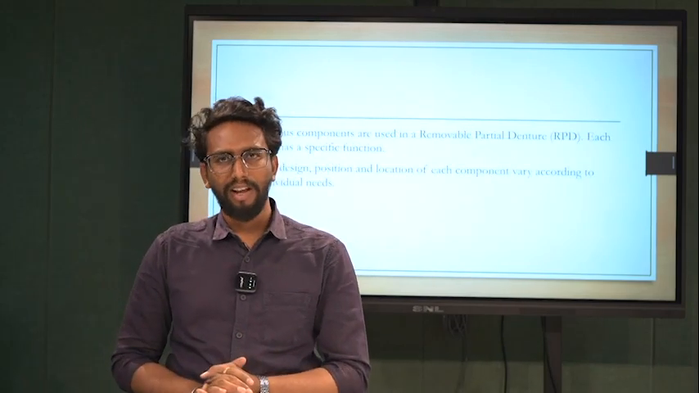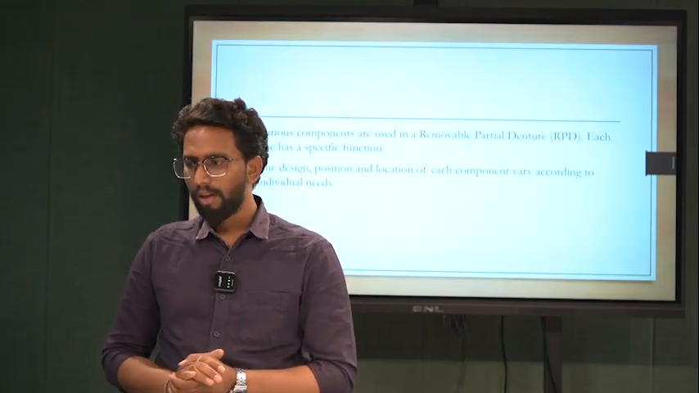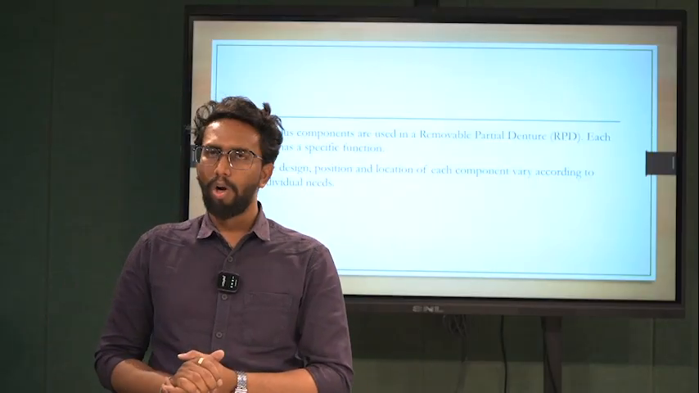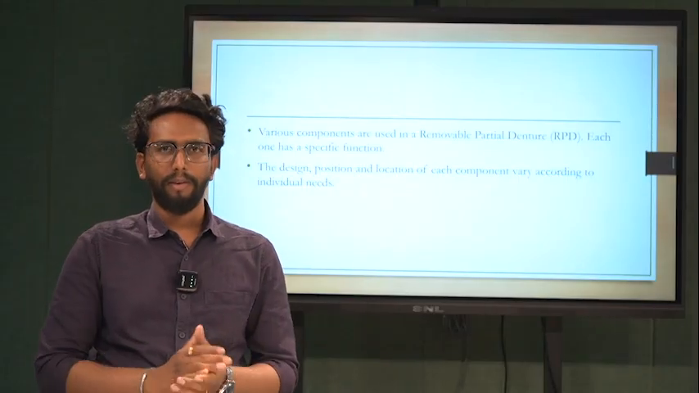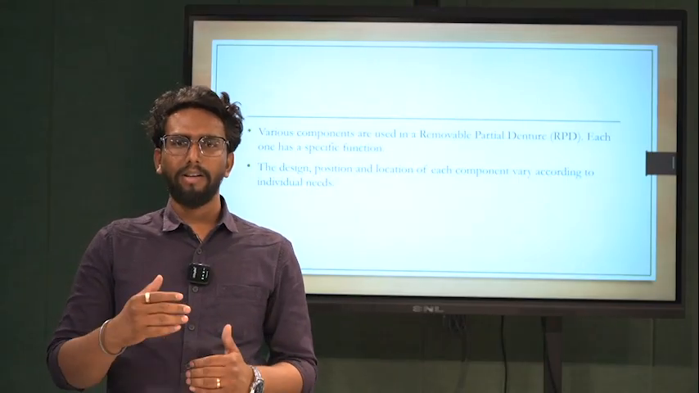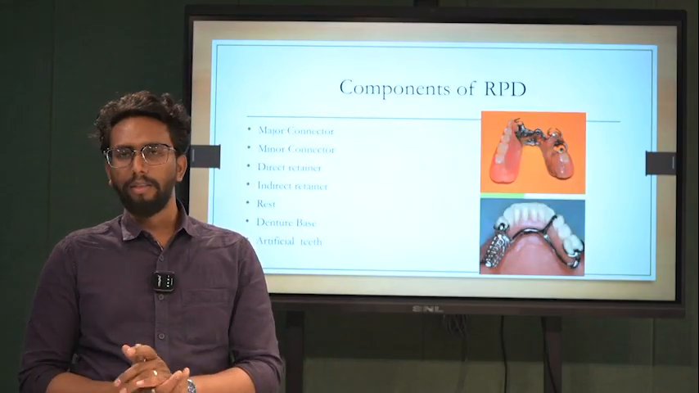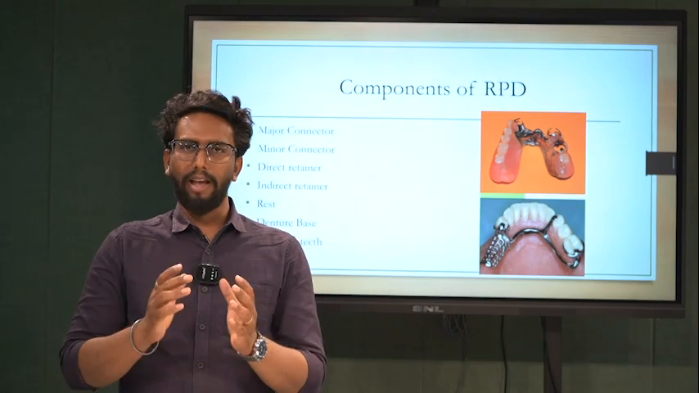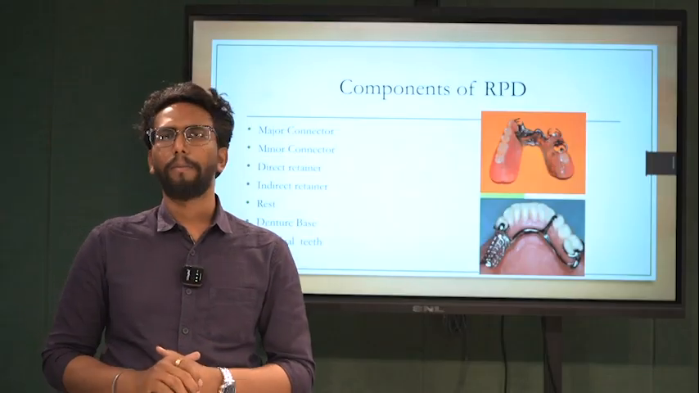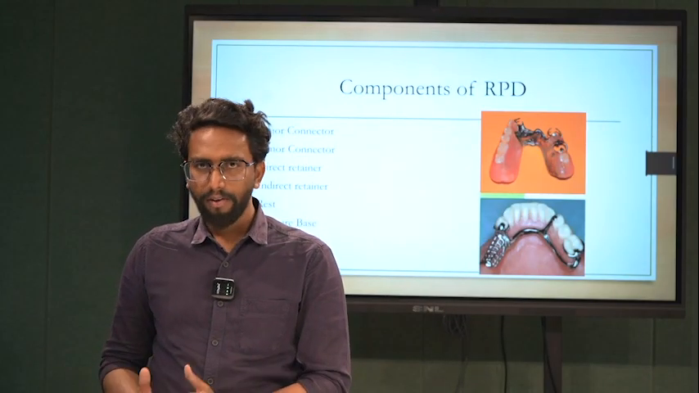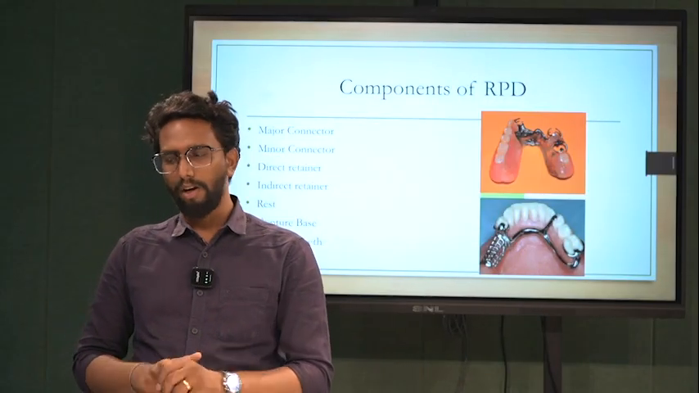In removable partial denture, various components are used and each one has a specific function. The design, position and location of each component vary according to the individual needs. We can say it is a customized treatment plan for a patient. Now, this removable partial denture has certain different components. These components are major connector, minor connector, direct retainer, indirect retainer, rest, denture base and artificial teeth.